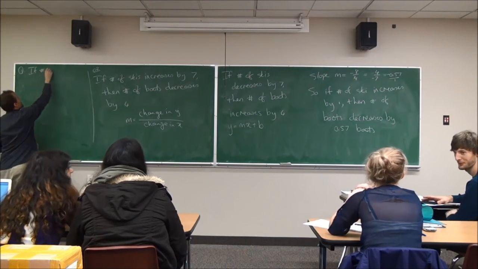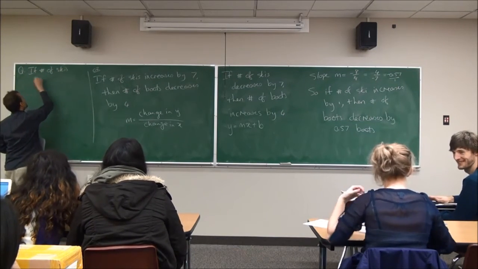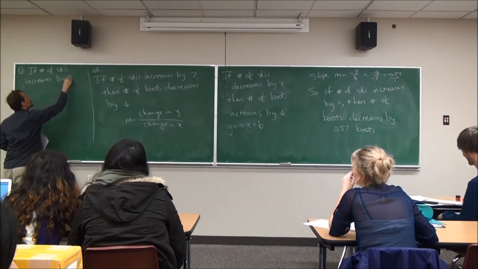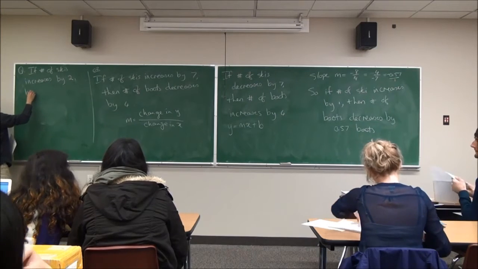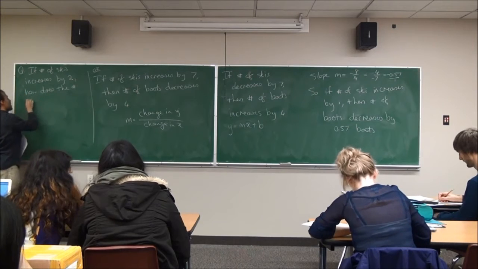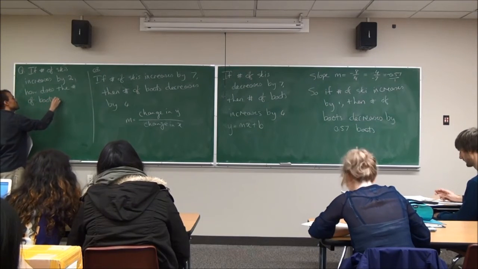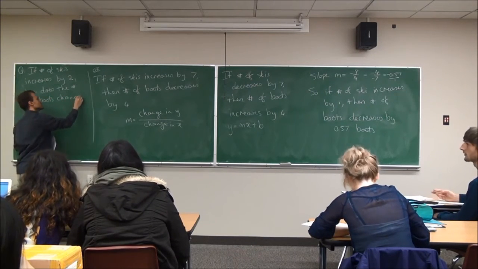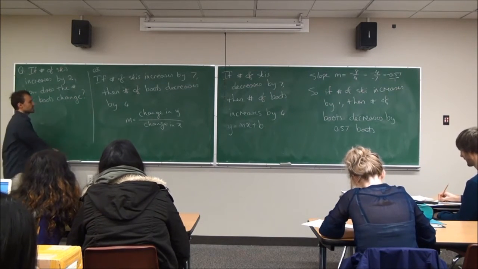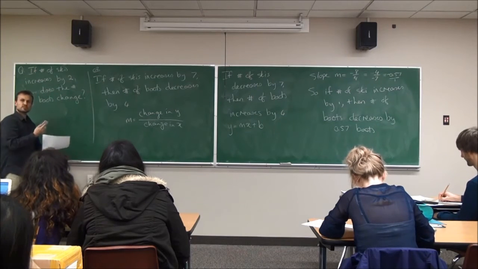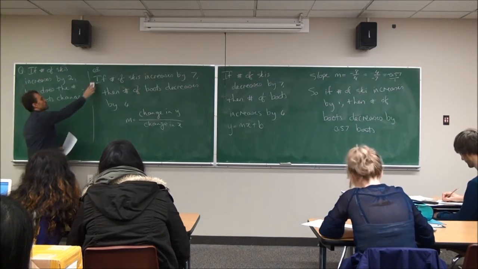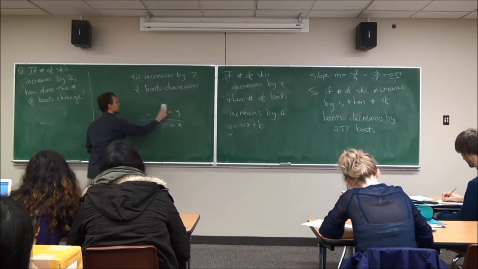If the number of skis increases by 2, how does the number of boots change? That's your question? Yeah. So the reason these questions aren't saying specific things is because there are so many different things that we could ask. We just take the question, set up the equation, and then see what are the different things that we can say. But that's a perfectly valid question.